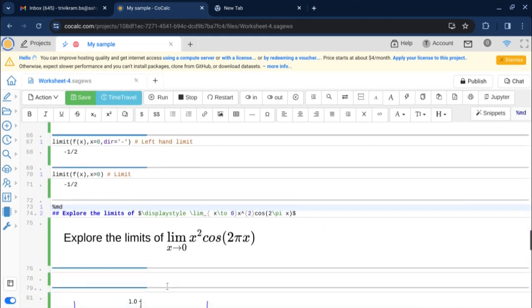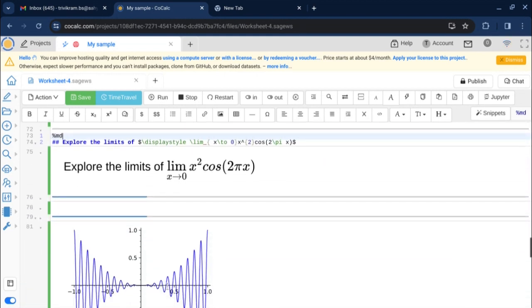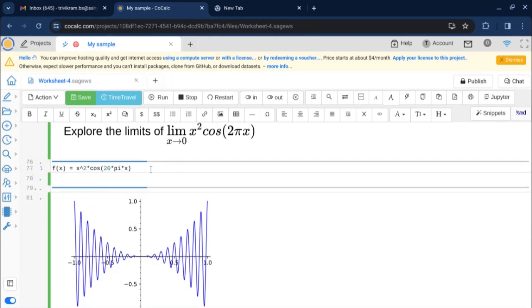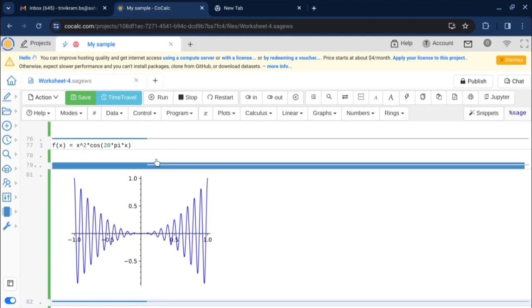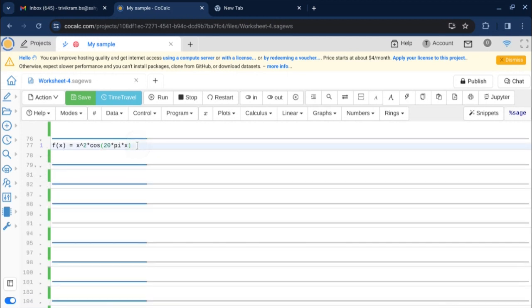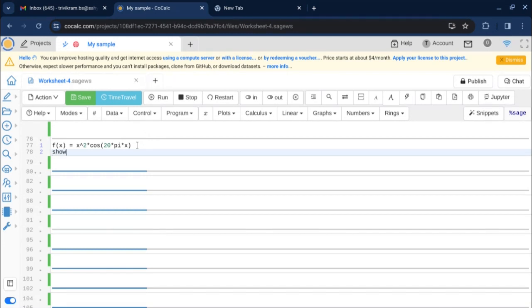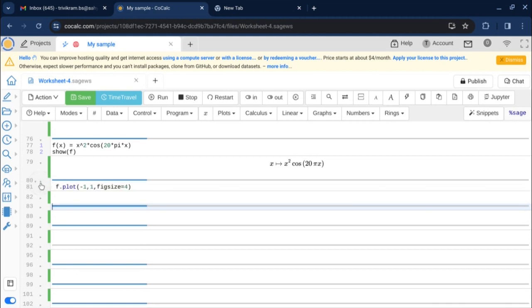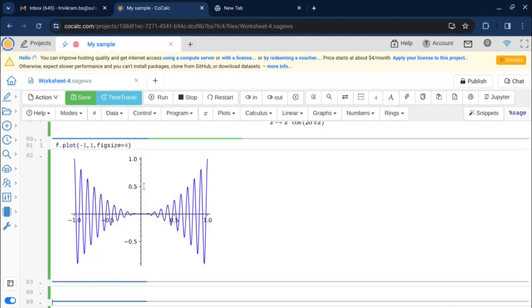Now I am going to explore the limit of this function: limit x tends to 0, x square cos 20 pi x. Let us see. I am going to define this. If I want to show it, just show of f. It will give the function as x square cos 20 pi x. Now I want to draw the plot between -1 to 1, and the figure size I have mentioned as 4.